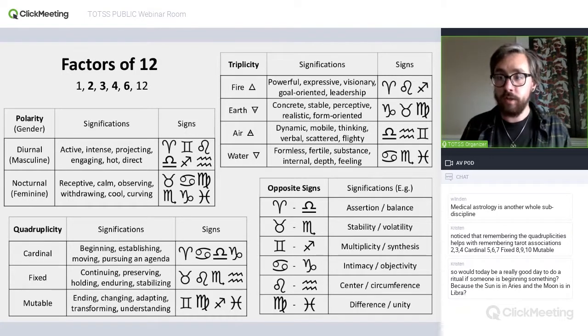I mean, water is formless. It adapts to the shape of its container rather than earth, which has a form of its own. So yeah, formless, but also fertile, right? Water, of course, is one of the key elements in life, and soil needs to have water to be fertile. So we can think of the water signs as all like fertile and productive.